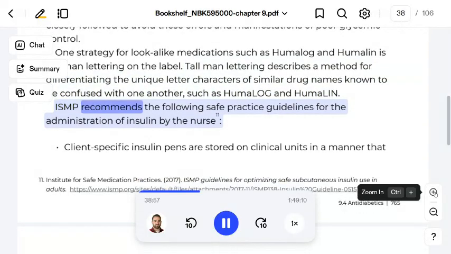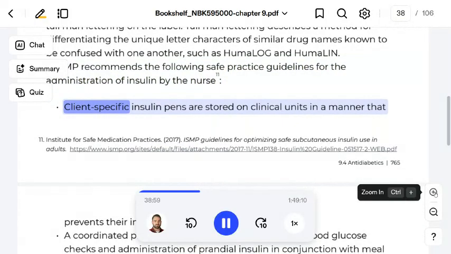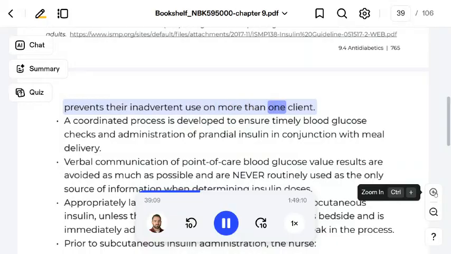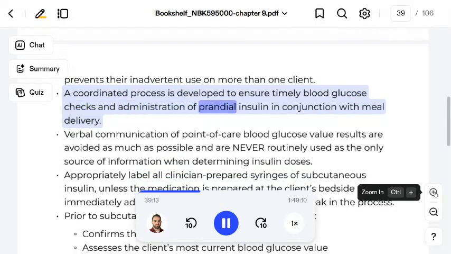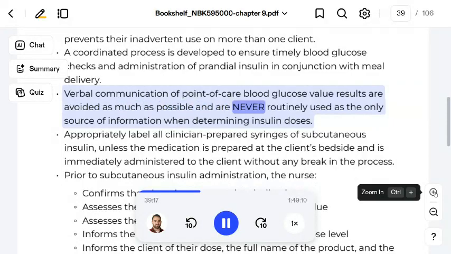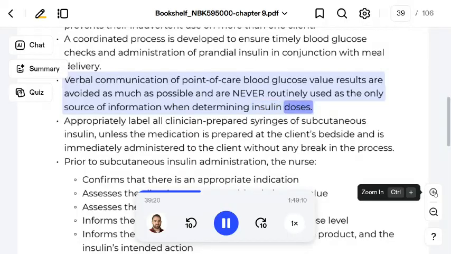ISMP recommends the following safe practice guidelines for the administration of insulin by the nurse. Client-specific insulin pens are stored on clinical units in a manner that prevents their inadvertent use on more than one client. A coordinated process is developed to ensure timely blood glucose checks and administration of prandial insulin, in conjunction with meal delivery. Verbal communication of point-of-care blood glucose value results are avoided as much as possible and are never routinely used as the only source of information when determining insulin doses.